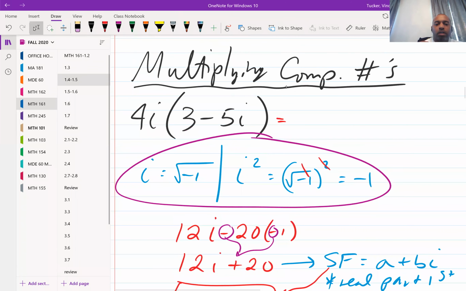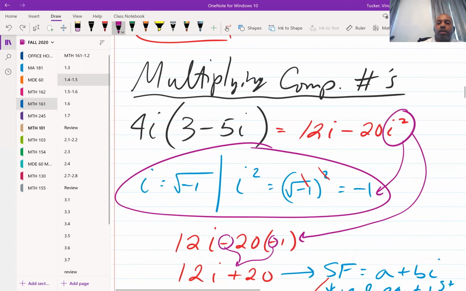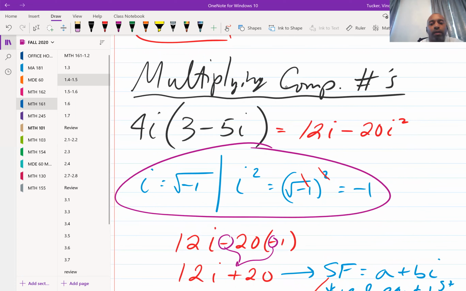Okay. So first thing we're looking at is distribution. We have 4i times 3 minus 5i. So just like we would if we didn't have any imaginary numbers involved, we're going to distribute. And we'll distribute the 4i and multiply that times each term in the parentheses. So that's going to give us 12i minus 20i squared.